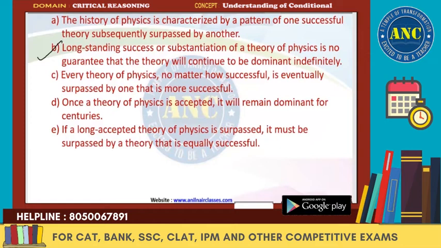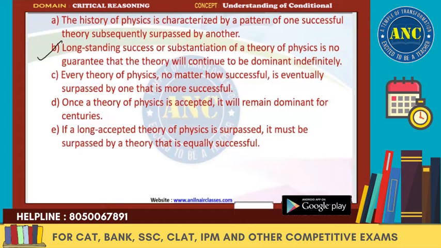Option C. Every theory of physics, no matter how successful, is eventually surpassed by one that is more successful. Now, this is an exaggerated answer that takes one instance and exaggerates it into a pattern. Although Newtonian physics was surpassed, this does not prove that every theory of physics will be eventually surpassed. Hence, the answer goes farther than the facts of the stimulus and fails the fact test.